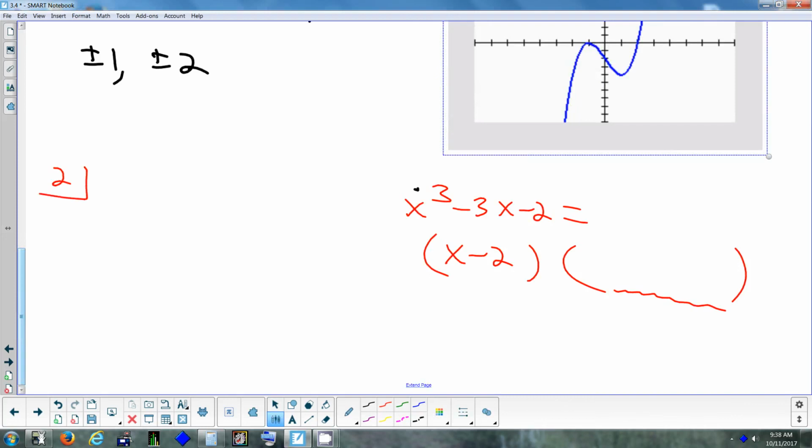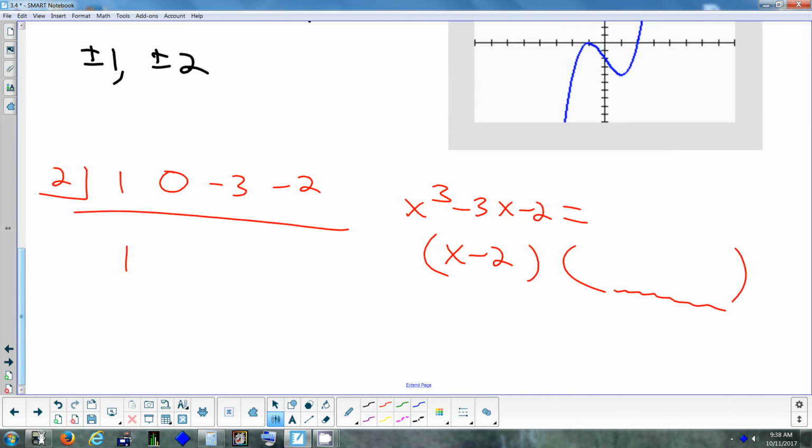So 2, 1. What do I want to be careful about when I write my coefficients? Yep. Which one am I missing? The square. Yep. 0 for the x squared, -3, -2. Okay, so bring down my 1. 2 times 1 is 2. Add, multiply, add, multiply, add.